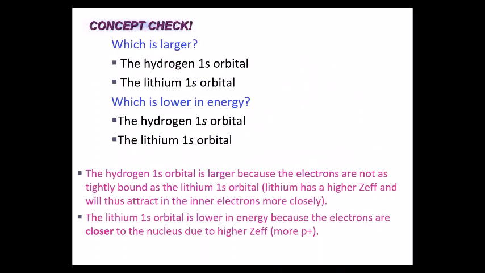All right, so the explanation here: hydrogen is bigger because the electrons are not as tightly bound. Lithium has a higher effective nuclear charge. You could also say hydrogen has fewer protons. Lithium's orbitals are lower in energy because the electrons are closer to the nucleus due to the higher effective nuclear charge, or Zeff. More protons. Very good.